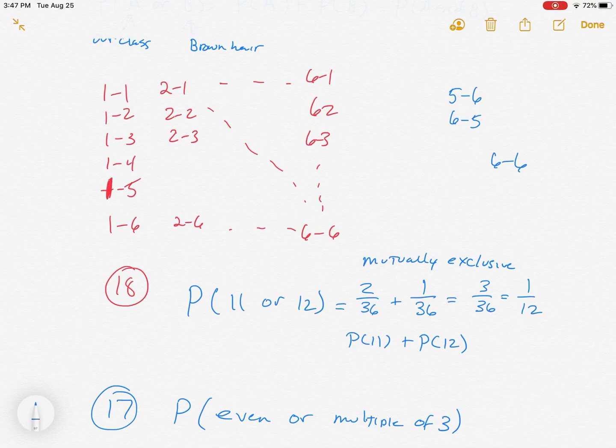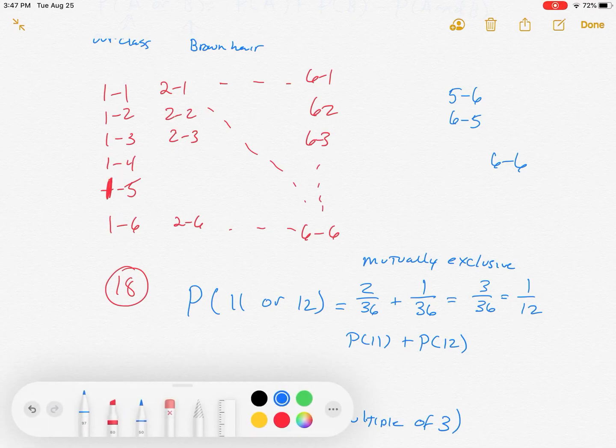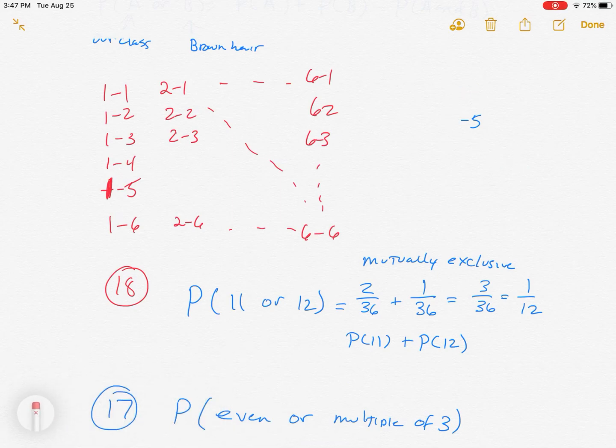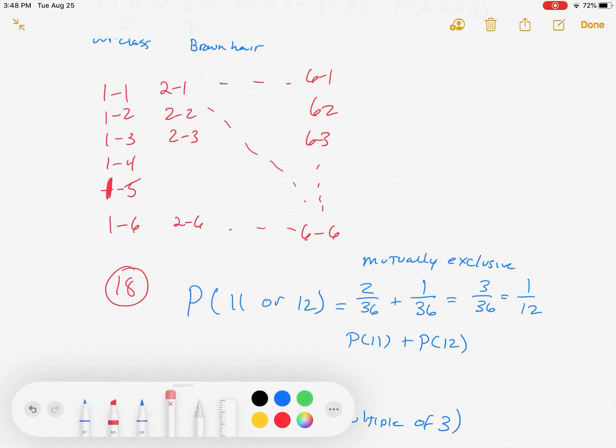And it may not be half. I don't know if we can assume that. So we'd have to methodically go through and say, okay, what are the ways that we can get an even number? So let me focus on the evens.